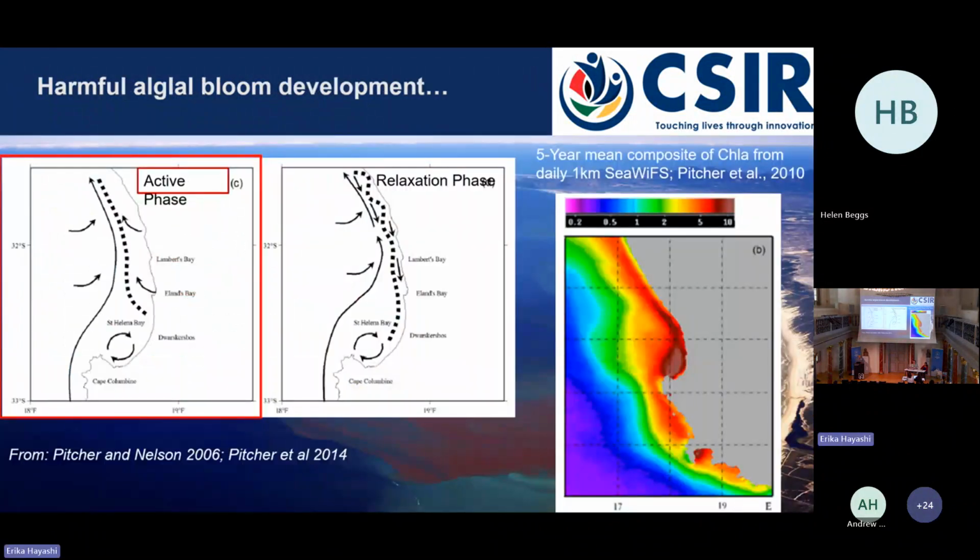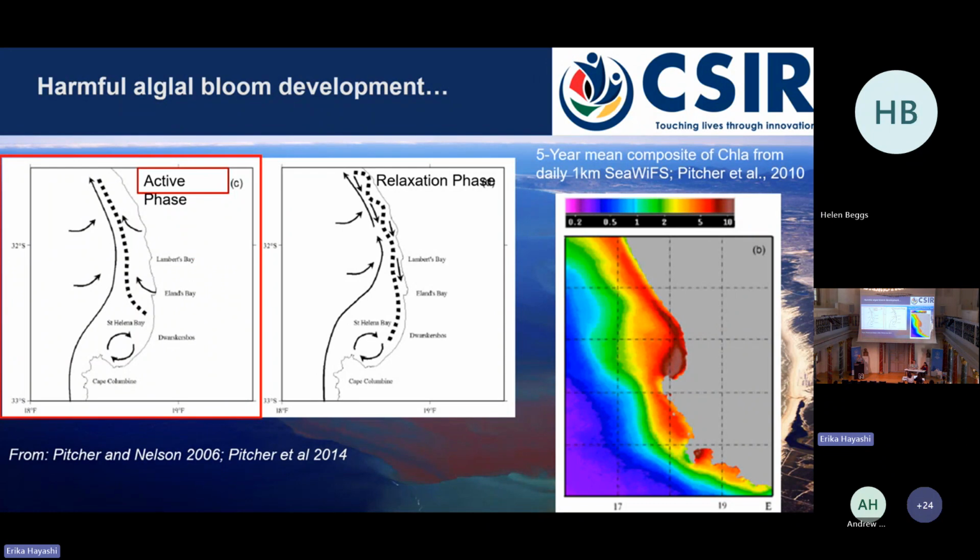So, what makes this bay so special? St. Helena Bay is a concentration area because of the shape of the bay, the way it's set up, and the prevailing winds. We have a concentration area towards the south of the bay, where over a long period of time, if we look at the 5-year mean from SeaWiFS over there, there's a high concentration of chlorophyll essentially in the bay.